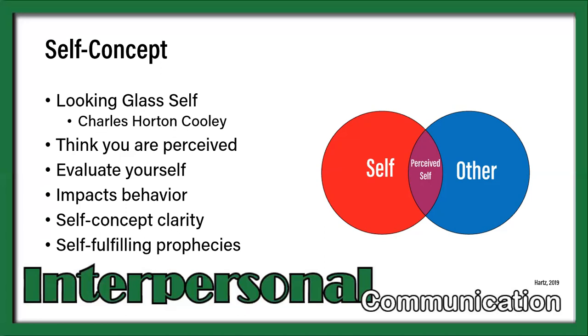Another piece would be to evaluate yourself. So how am I doing in that situation? Am I doing a good job of evaluating the situation? And I'm also going to look at how this is going to impact my behavior. So this perceived self, how I think the other person's actually seeing me. They've got their own view of who you are, and you have your own view of who you are, but you have this view of how you think the other person's seeing you. And based on how you think the other person's seeing you, you're going to change your own behavior.